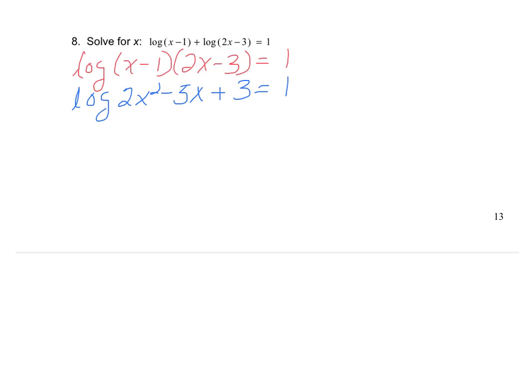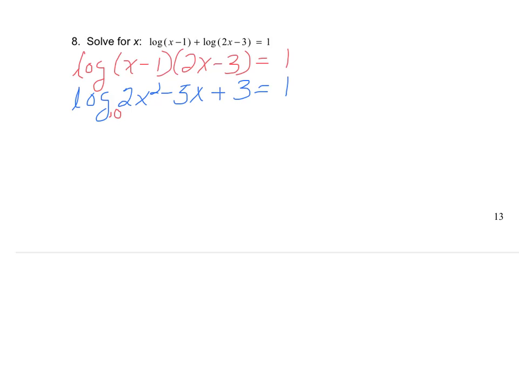I can't drop the log because I don't have a log on the other side of the equation. I can't give the other side a log because when you give a log, you have to give it to both sides, and the left already has a log. But I have an answer, so I can change it to an exponential. But wait a minute, do I have a base? You're right, I do have a base. If it's not there, it's understood to be base 10.